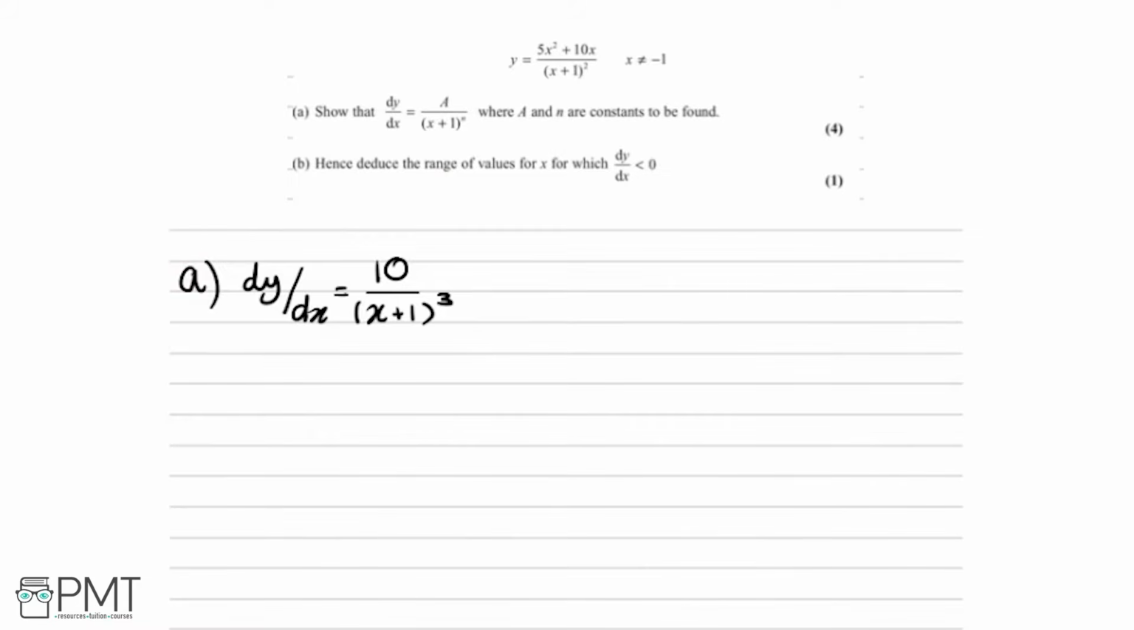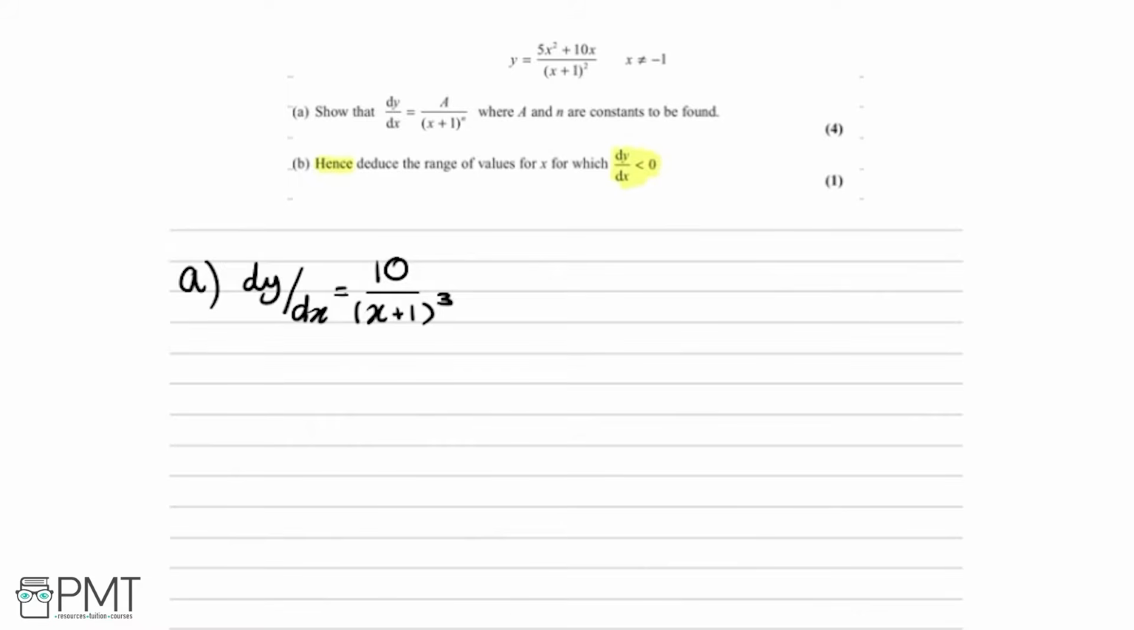Now we're going to work through part B. And part B says, hence, find the range of values for x for which dy by dx is less than 0. And this is just a 1 mark question. We can see the question uses the word hence, so it means that we need to use what's in part A, our answer from part A, when trying to answer part B.